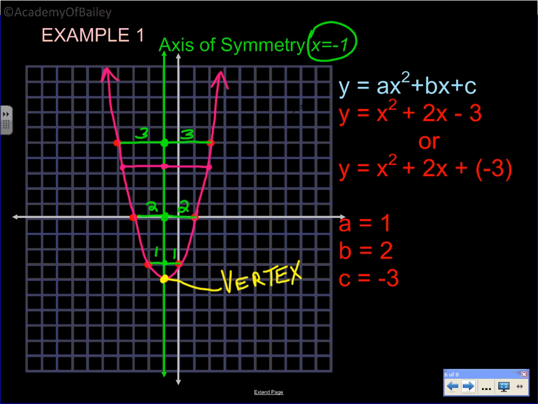And you notice the vertex lies on the axis of symmetry. So if you know the ordered pair for the vertex, which is going to be negative 1, negative 4, then you can find the equation for the axis of symmetry because you just say x is equal to -1.